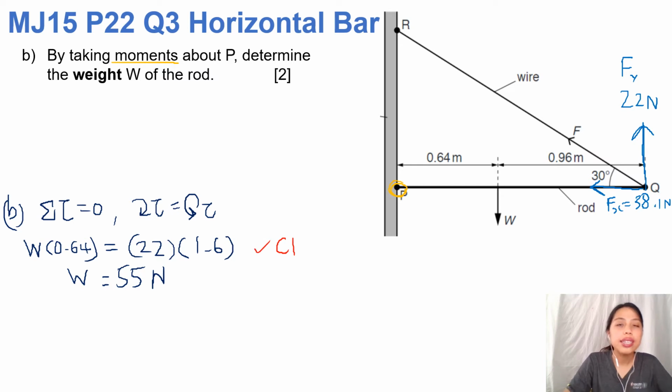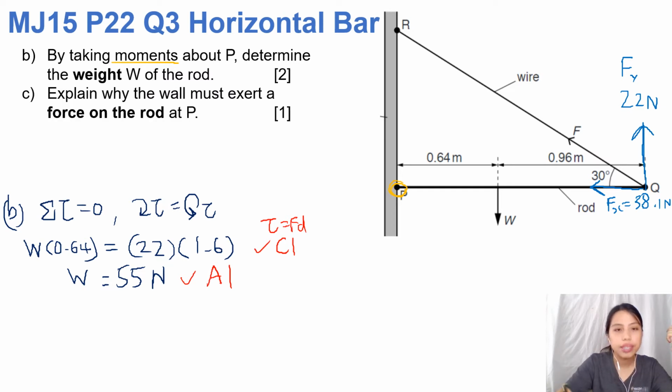So the C marks are basically equation marks. They see, oh, you know how to do torque equals force times distance. Okay, then you got your final answer correct. That's A1, A for accuracy. Okay, part C.